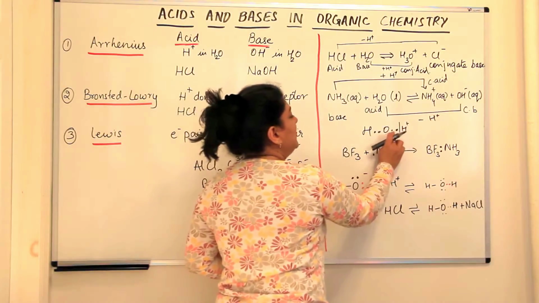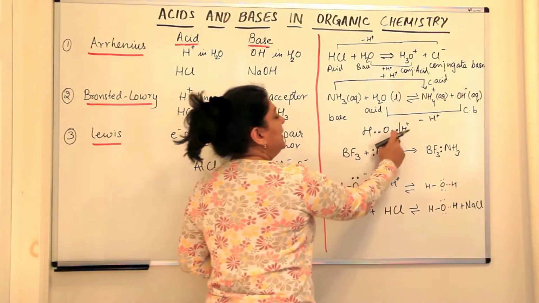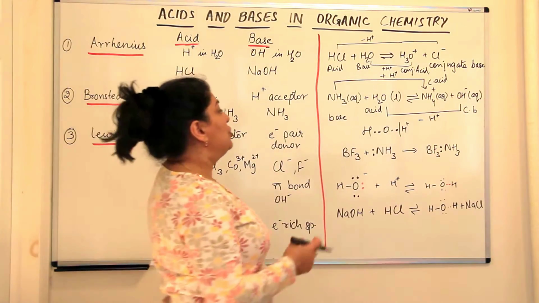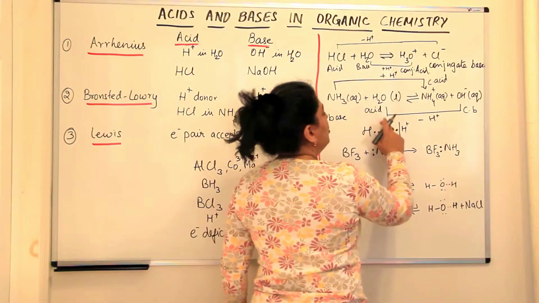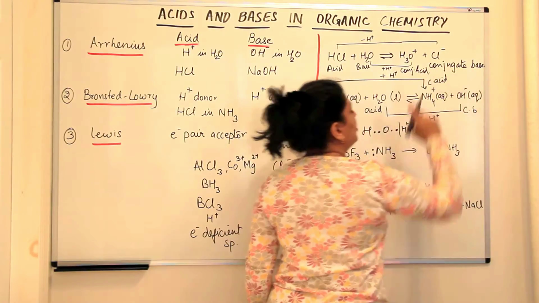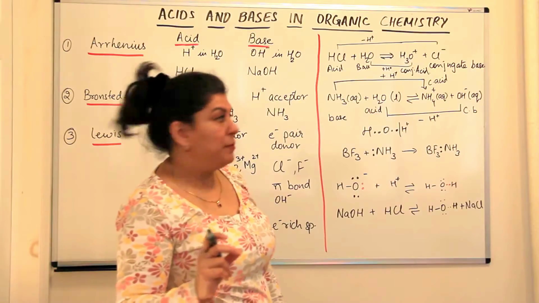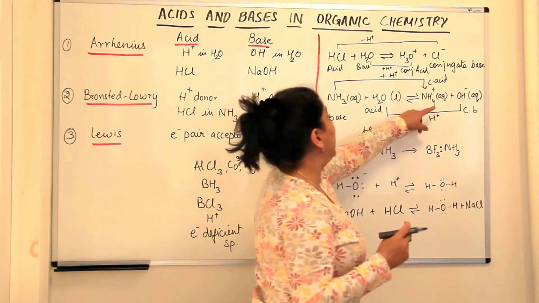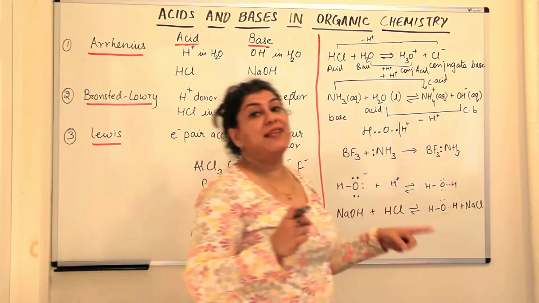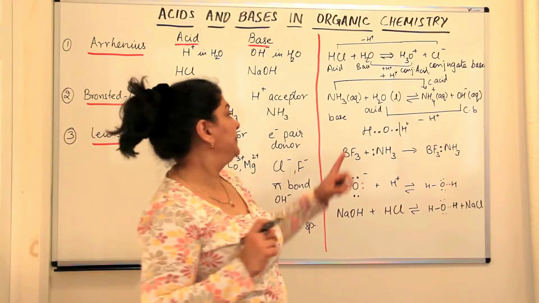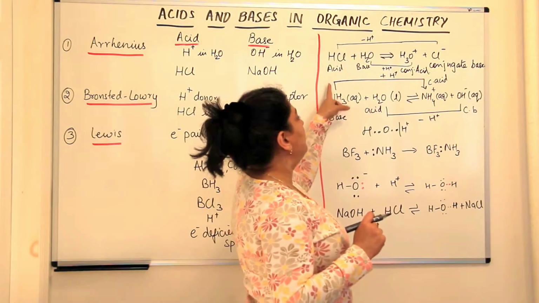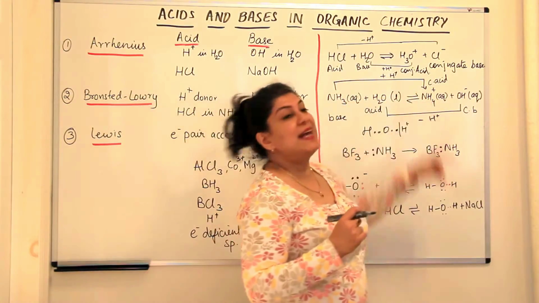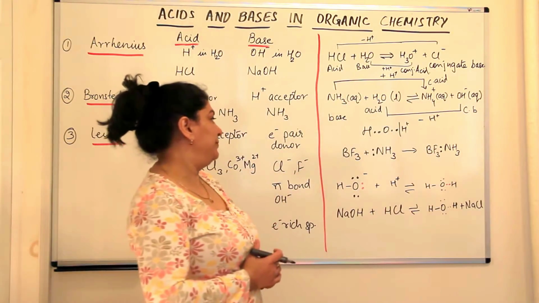So when it loses that, these two electrons are left with OH, and this one electron that it got from hydrogen gives it the negative charge. So water, on losing the proton, forms the conjugate base, which is OH negative. Because OH negative is now rich in electrons, it would not act as a proton donor, rather it would act as a proton acceptor. And ammonia, which was the base, after gaining the proton, forms the conjugate acid, that is NH4 positive.